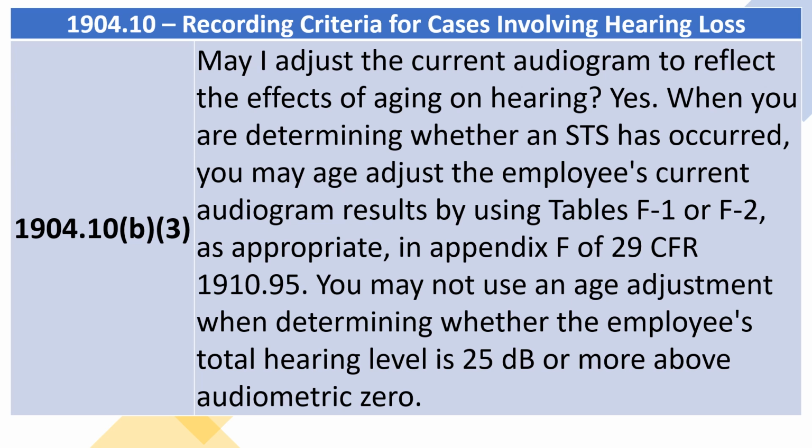1904.10(b)(3) May I adjust the current audiogram to reflect the effects of aging on hearing? Yes. When you are determining whether an STS has occurred, you may age adjust the employee's current audiogram results by using tables F-1 or F-2, as appropriate, in Appendix F of 29 CFR 1910.95. You may not use an age adjustment when determining whether the employee's total hearing level is 25 dB or more above audiometric 0.